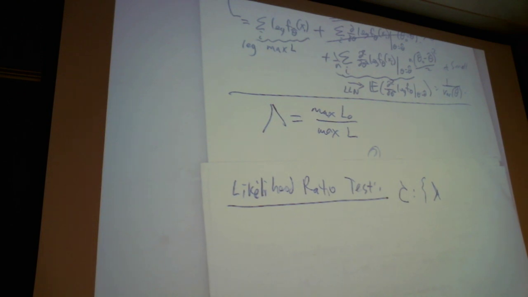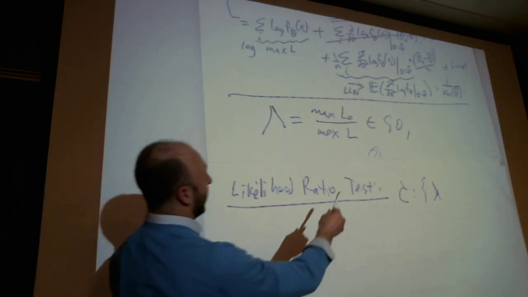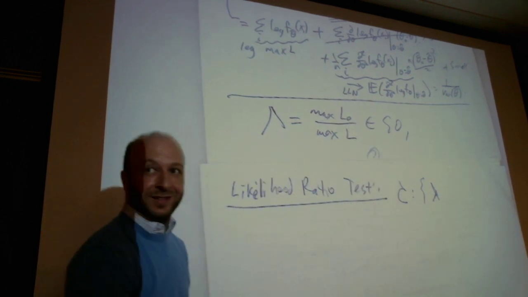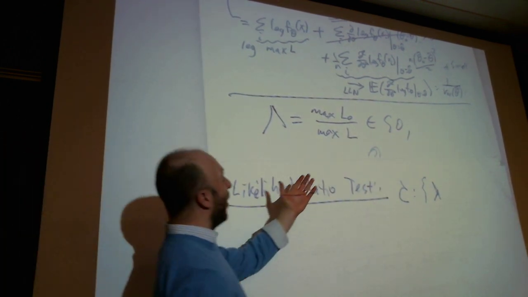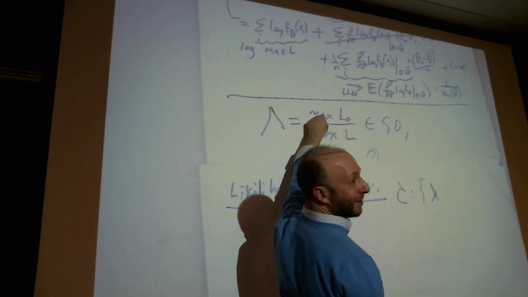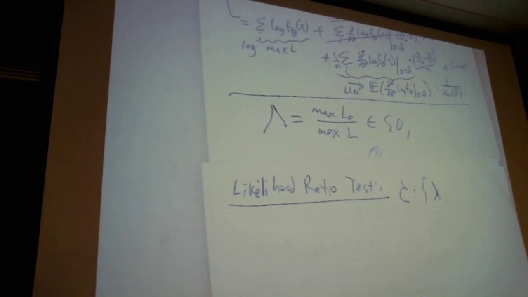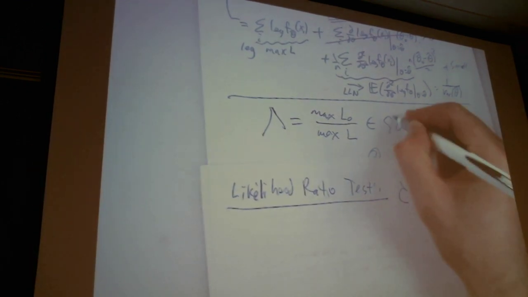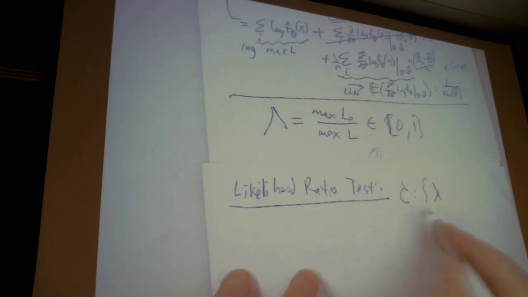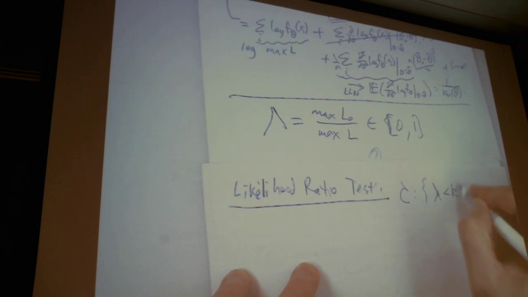What's the smallest it can ever get? 0. So this random variable could be 0 if the likelihood in the numerator is 0. And it can't be bigger than 1 because this is just a maximum over a larger domain than this maximum. So this is an upper bound for this, so this ratio is bounded by 1. So what you're going to do to create a likelihood ratio test is catch how much less than 1 this is.